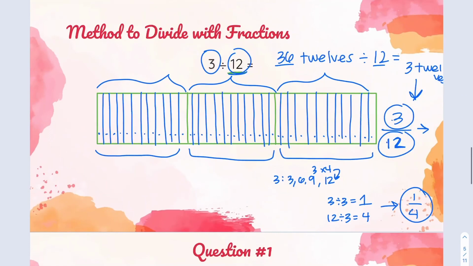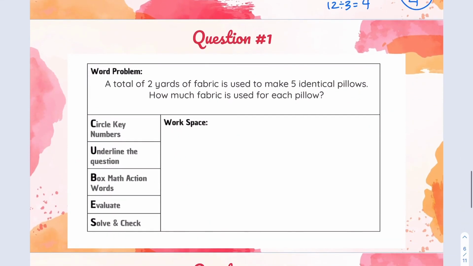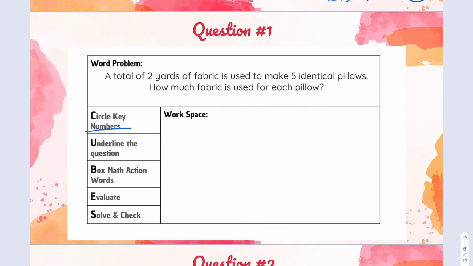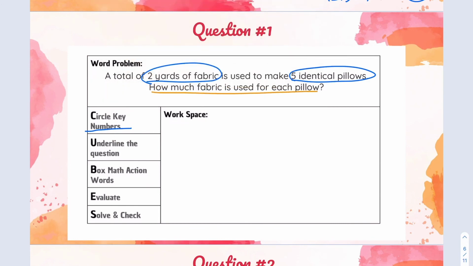Alright, so now we've done a method that we're going to try and use throughout all of it. We're going to jump into our questions in the cubes method. So the first thing that we're going to do is circle key numbers. Let's first read it. A total of 2 yards of fabric is used to make 5 identical pillows. How much fabric is used for each pillow? So I'm going to first circle 2 yards of fabric, 5 identical pillows. We're going to next underline the question. How much fabric is used for each pillow?